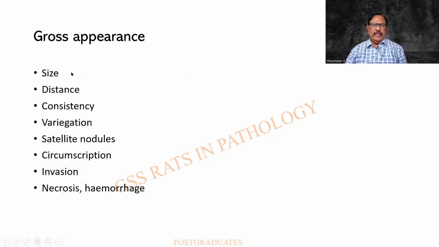The gross appearance, size, distance, consistency. Even before opening, it is said that you will have to feel the consistency of the kidney, whether it is firm, soft, cystic, whatsoever. Cut surface, of course, variegation, satellite nodules, nodules that are surrounding the kidney but distinctly separated. Circumscription or so-called encapsulation, which is not there. Invasion of all the structures and areas of necrosis and hemorrhage. These will have to be described whenever you have got a specimen.